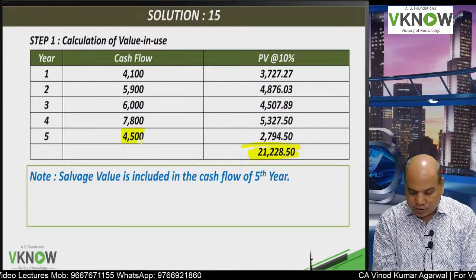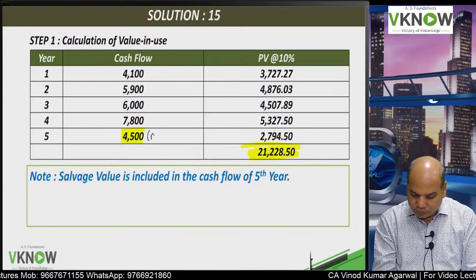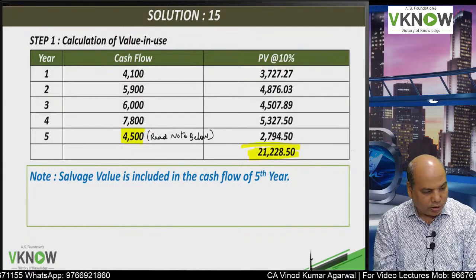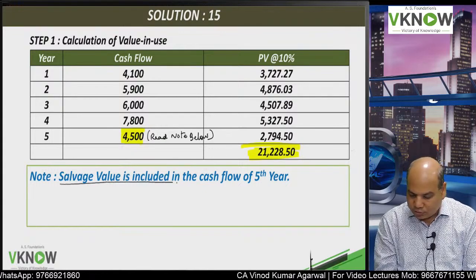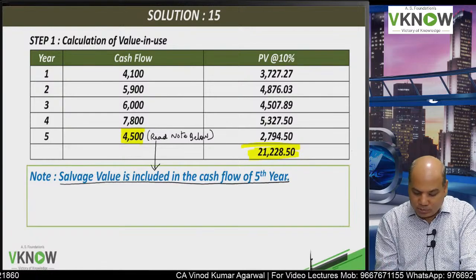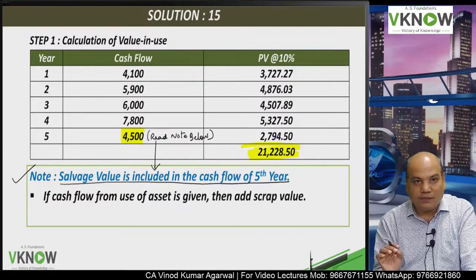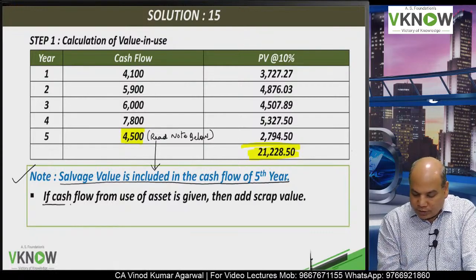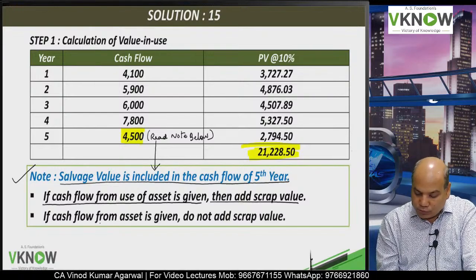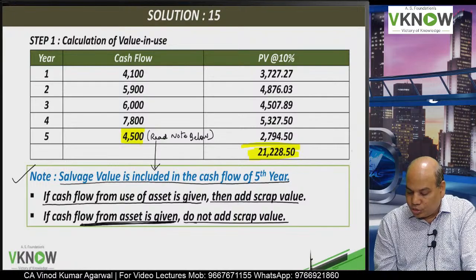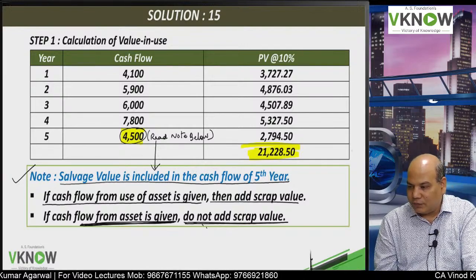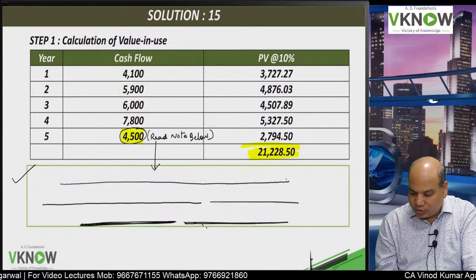Now some student can ask a query. So please write down here, read note below. The note will be the salvage value is included in the cash flow of the fifth year. Some of you have a query why we have not taken 900. Please read this note, and then to make your life easy for future period, I have written a note. If cash flow from the use of the asset is given, then add scrap value. If cash flow from the asset is given, then do not add scrap value. So that is the answer of your query, why we have not taken scrap value here. Okay, so this is my value in use.